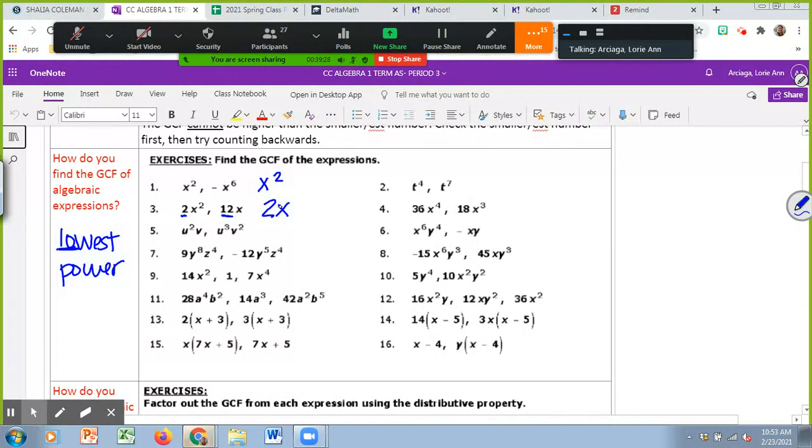So how do you find this? Easy, easy. So find the GCF of the number and then find the lowest power. One more. Let me try here.